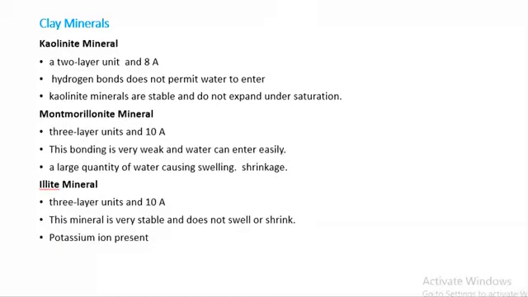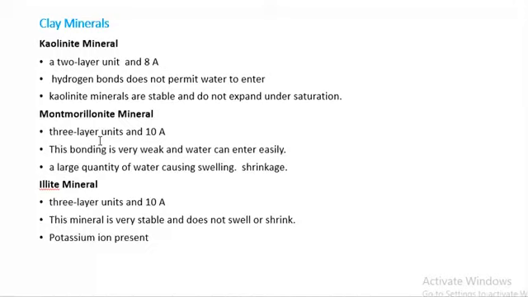Clay minerals. The important minerals are kaolinite, montmorillonite and illite. Kaolinite is a 2-layer unit and its size is 7 angstrom. It possesses hydrogen bonds. Here the hydrogen bonds do not permit water to enter, and kaolinite minerals are stable and do not expand under saturation. And this is the important term: stable and do not expand under saturation.